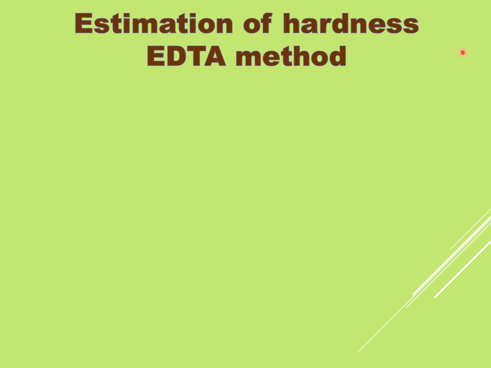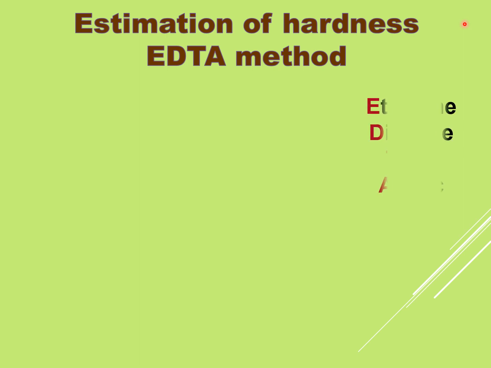Estimation of hardness. How can we estimate hardness? So we have seen what is hardness, what are its properties, what is the classification, how we can find out the hardness of a given solution. All that we have seen. Next thing is how we can estimate hardness. You are given a hard water solution. You want to find out what is hardness. You are not given any other data. So how can we find out the hardness? It is a very simple titration method.